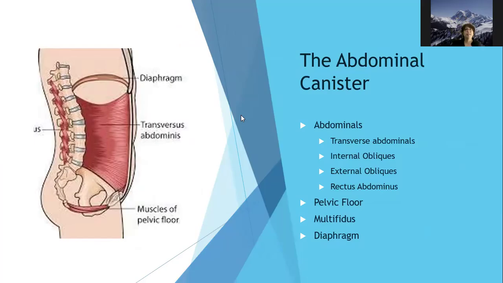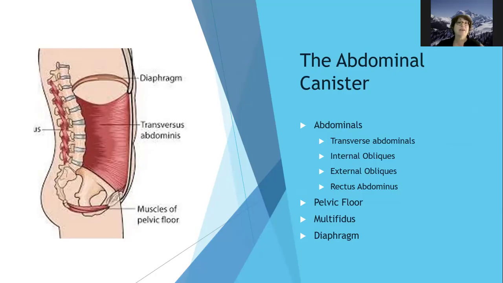So we'll talk in therapy a lot about the abdominal canister. And what the heck do we mean by that? If you think of your torso as like a can, like a can of soda or any kind of can or canister, like a cylinder that has a top and a bottom and sides. So the abdominals, the transverse abdominis, external obliques, internal obliques, rectus abdominis, those form the sides around the canister. The pelvic floor is the bottom of the can.